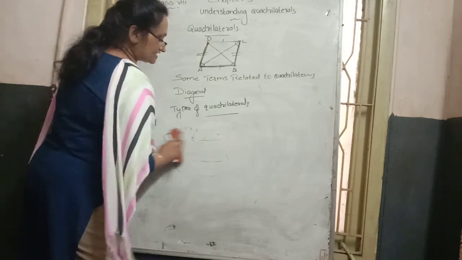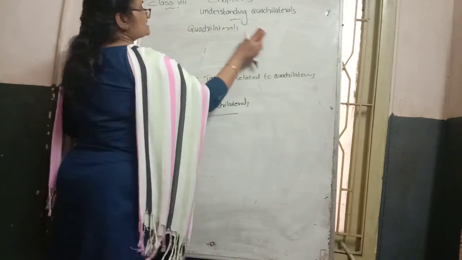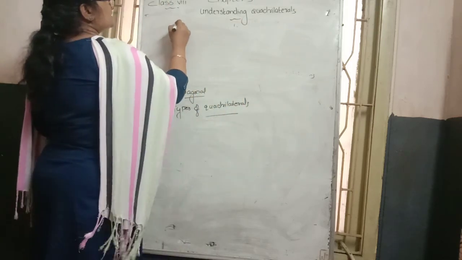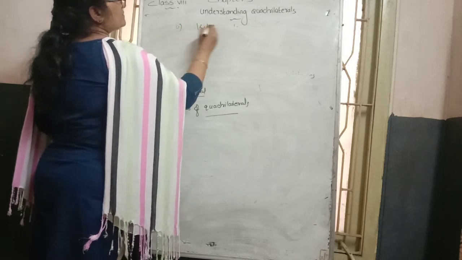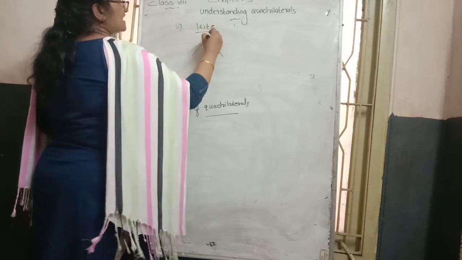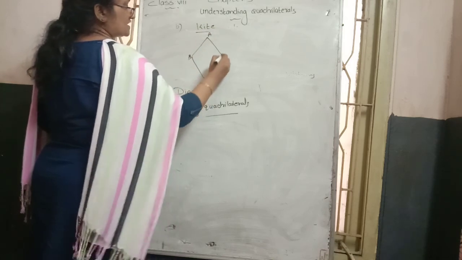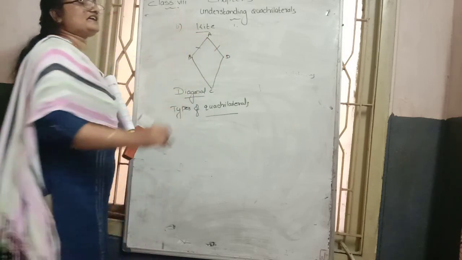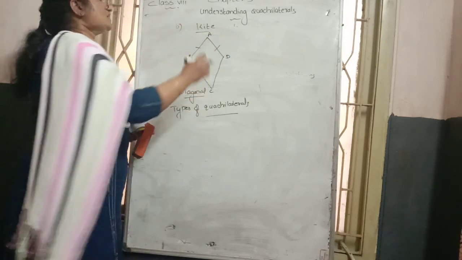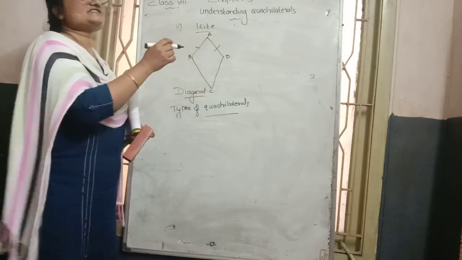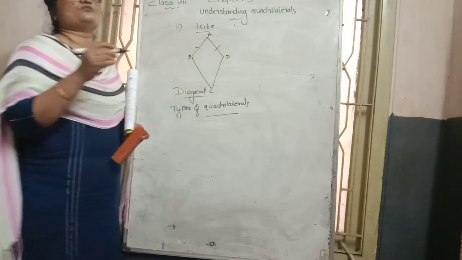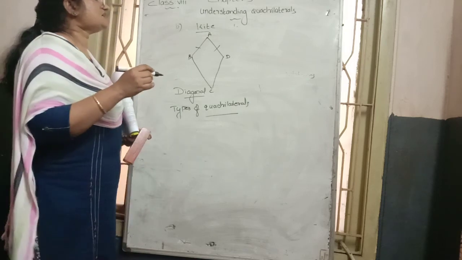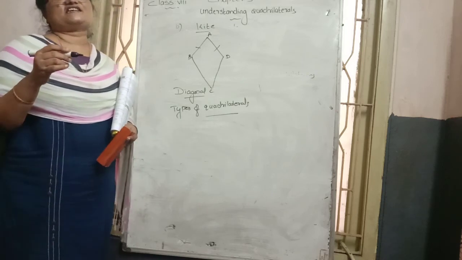The next type of quadrilateral is the kite. Kite means adjacent sides are equal. The shape of the kite is like this. Here A, B, then in this way C and D. See, AB and AD are adjacent. Why are they known as adjacent? Because the AB side and AD side intersect at a common point, A. A is the common point. That's why AB and AD are adjacent sides.